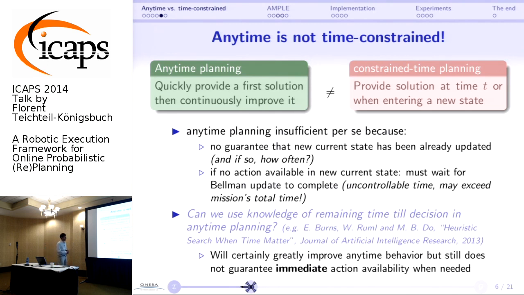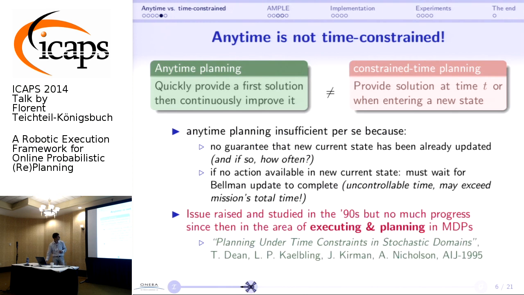We can also use the knowledge of remaining time until the decision has to be taken in anytime planning. In fact, we had an excellent talk, my reader in Toulouse, about this subject. Of course, it really improves the anytime behavior of the algorithm, but still you cannot guarantee that your action will be available when you need it. And I'd like to mention that this issue was raised and studied since the 90s by Thomas Dean, Leslie Kaelbling, and others in this AAAI paper. But since then, we didn't see much work about how we can execute and plan in parallel in MDPs.